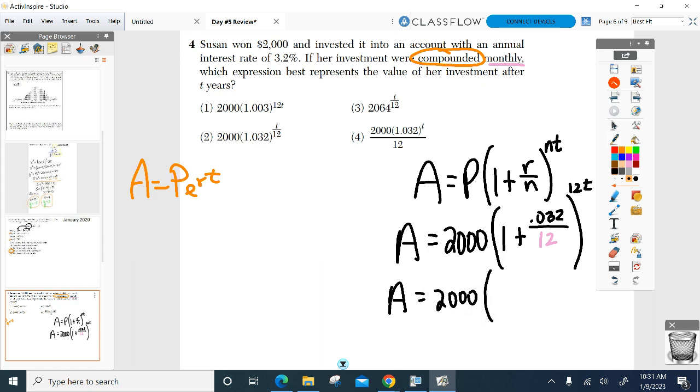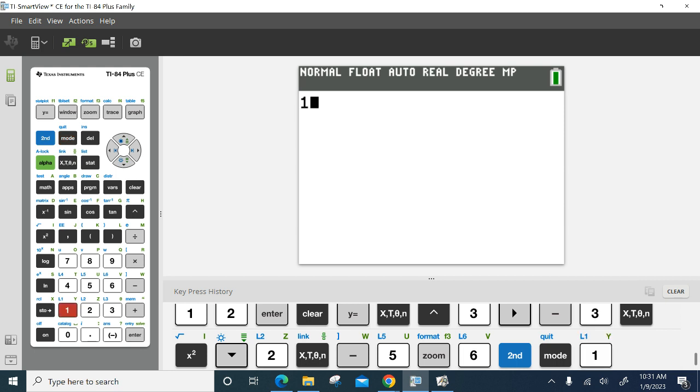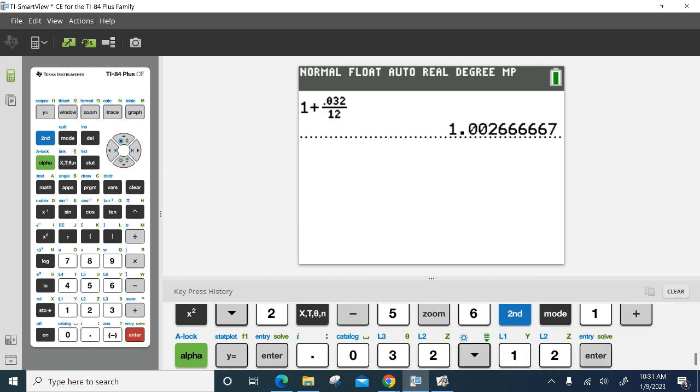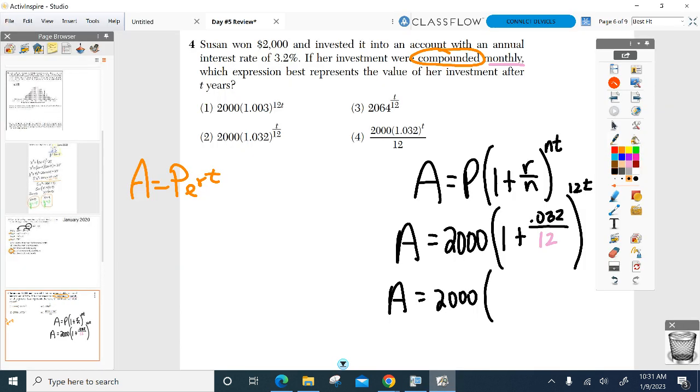2,000 times, clean that up, 1 plus 0.032 divided by 12. And you guys get a long decimal in your calculator. But if you take a look at that decimal, rounded it pretty much comes out to be what? 1.003. Let me put it up on mine here: 1 plus 0.032 divided by 12. All right, I don't see that, but I do see 1.003, which is that number rounded. So we're going right here. Pert is compounded continuously. Anything else? 1 plus R over N. Okay, well, not the last time we see these.